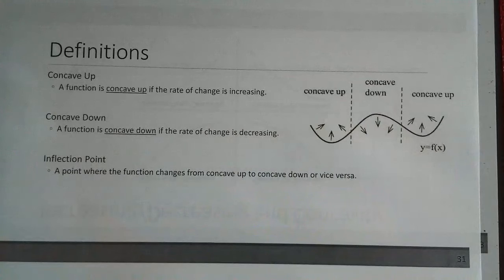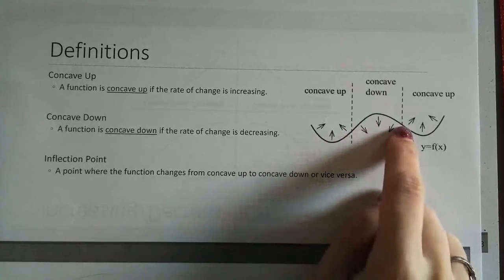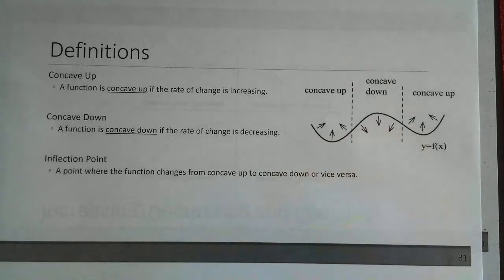An inflection point is a point where the function changes from concave up to concave down, or vice versa. So where you switch from up to down or down to up, that's going to be an inflection point. So there would be an inflection point here and an inflection point here.